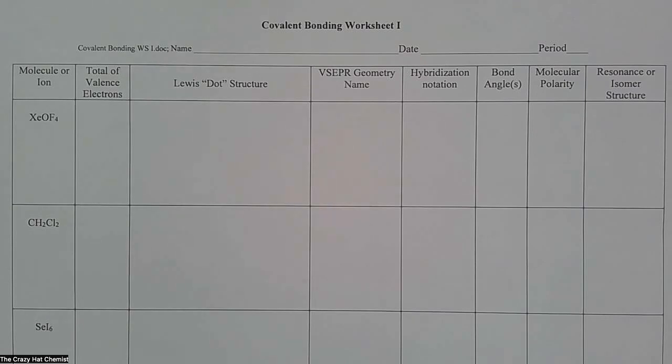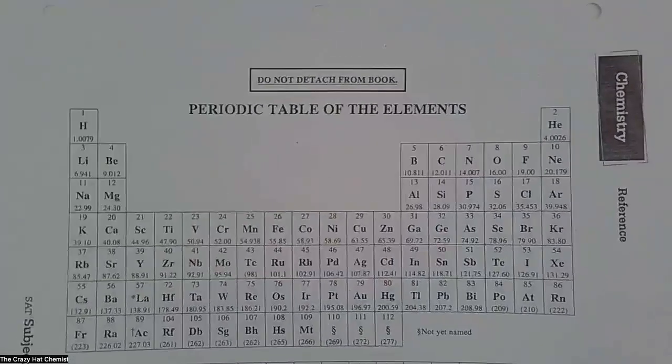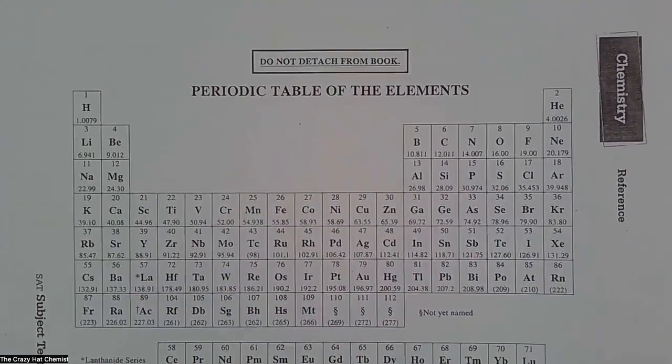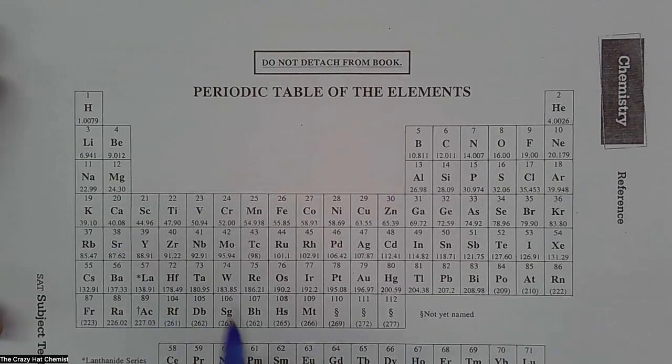So today we are going to be going over the covalent bonding worksheet number 1. And hopefully this is going to be an awesome worksheet for you as well, like many of the others. Before we get started, we're going to go over a few items. Number 1, make sure that you have a periodic table, and you're going to know the valence electrons.